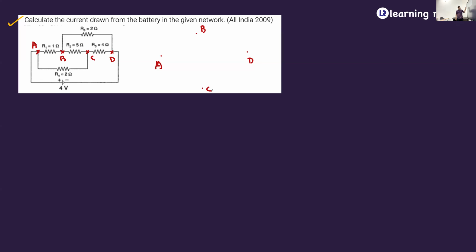Okay. Now tell me from A to B, there is one resistor going. What is the value of it? 1 ohm. Similarly, from B to C, there is one resistor going. What is the value of it? It is 5 ohm. From B to D, there is one resistor going. How much is the value for it? 2 ohm. From C to D, there is one resistor going. What is the value of it? It is 4 ohm. And from A to C, there is one resistor going. How much is the value of it? This is 2 ohm. If you observe, all the 5 resistors we have redrawn into this kind of a structure.